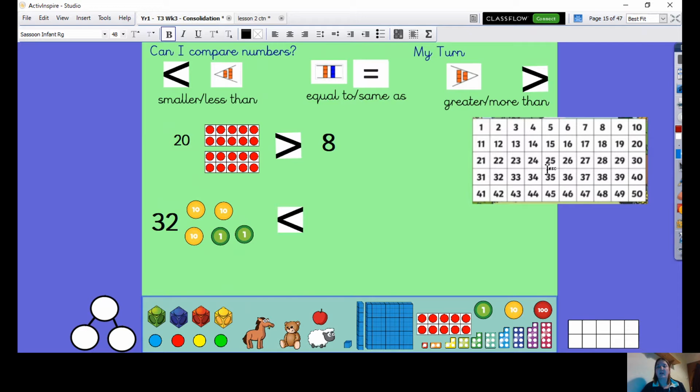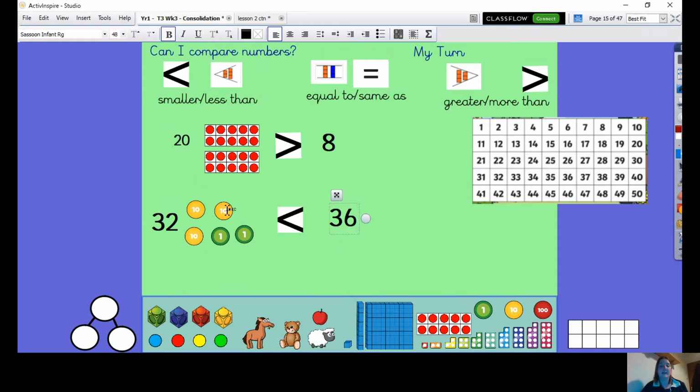So this time I'm going to find 32 on my number grid. And this time I need to find numbers that are bigger than 32. So I've got any of these numbers up to 50. So I can go from 33 up to 50 are bigger than 32. So I'm going to go for 36.